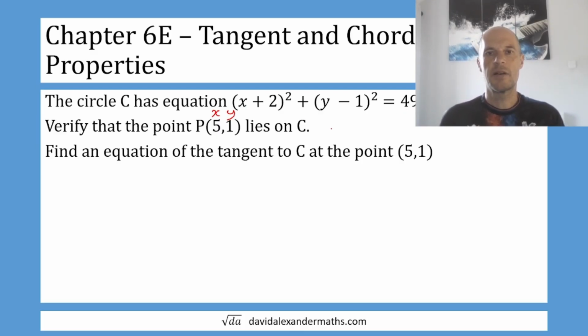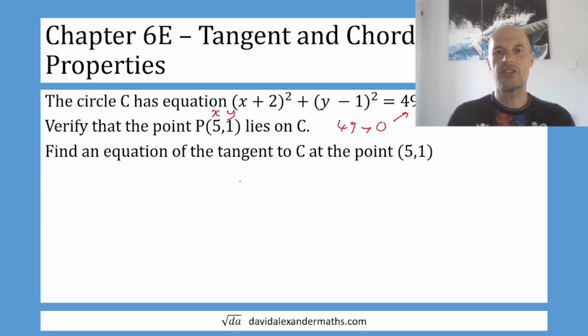So 5 plus 2 is 7. 7 squared is 49, plus 1 take away 1 is 0. 0 squared is obviously 0. And 49 plus 0 is of course 49. So it definitely lies on C. Okay, now we need to find an equation of the tangent.